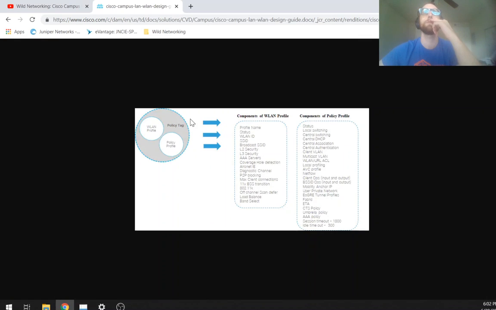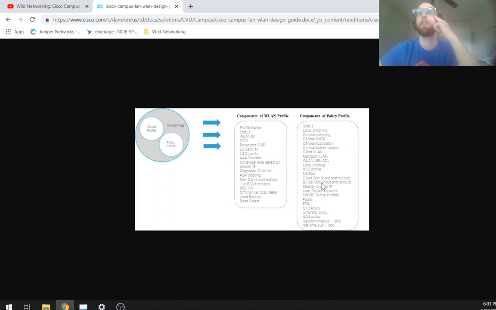Okay, so let's take a look at some of these attributes for the policy tag. So we've got components of the WLAN profile, and components of the policy profile. WLAN profile, wireless local area network, has the status, profile name, WLAN ID, etc. Policy profile, okay, status, local switching, etc. I was kind of hoping it would be clear what the difference between these two were, but I mean, status shows up twice, so I don't see any clear difference between a WLAN profile and a policy profile.